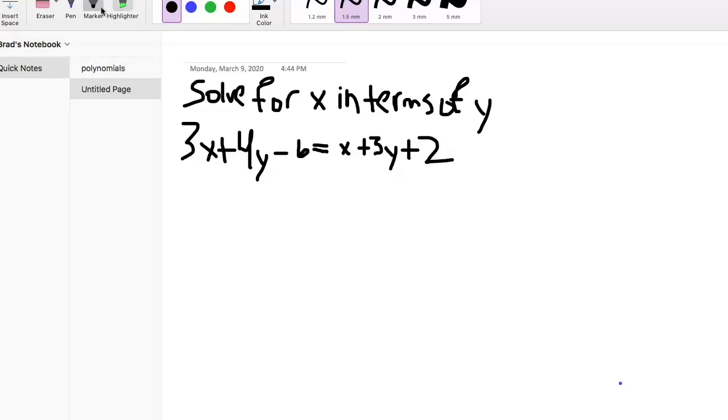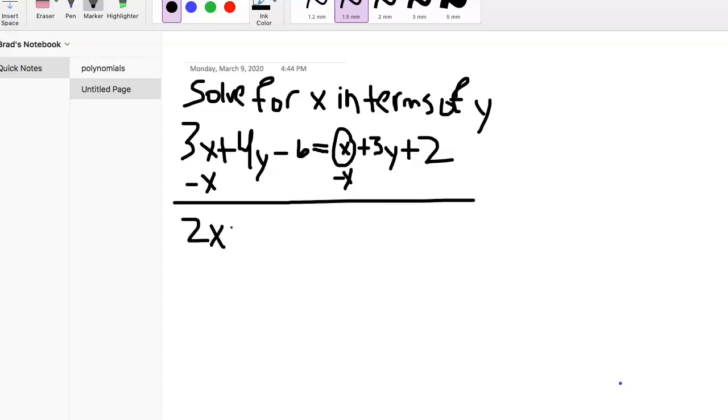Okay, so as we look at something like this, we've got an x over here on the right side of the equation, this guy right here. So let's get rid of him and we'll send him over to the left. So we'll subtract an x from both sides. And then we have 2x, and we'll just carry the rest of the stuff, plus 4y minus 6 equals, okay, now that x has been canceled out, equals 3y plus 2.